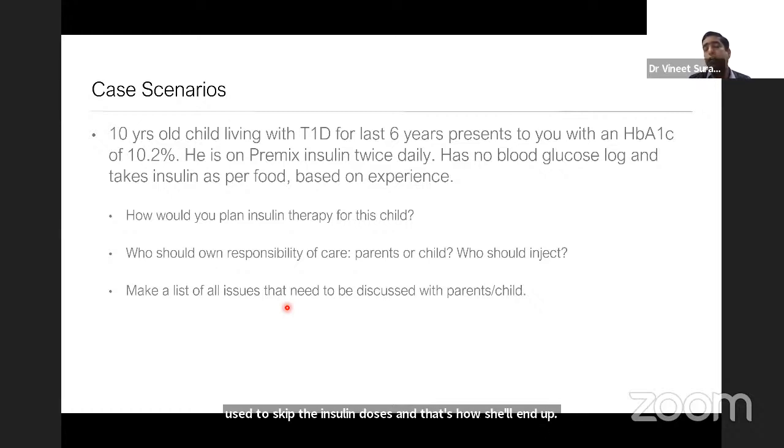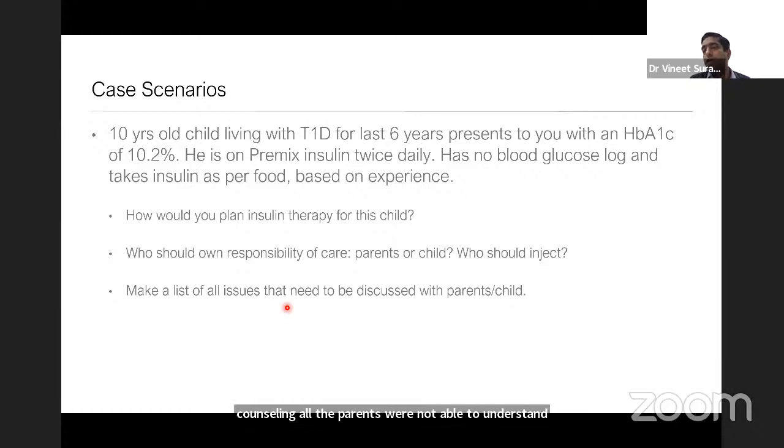And this is the third admission with diabetic ketoacidosis, the first in my hospital, in the last 1 year. So this is really, really shameful on our part, that probably there was something missing in the counseling, or the parents were not able to understand, or the child was not able to understand the importance of taking the insulin and managing the blood glucose.